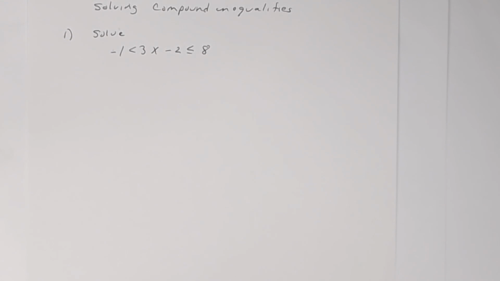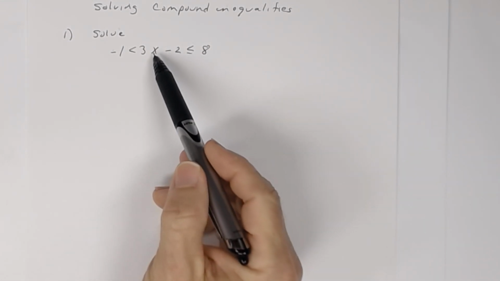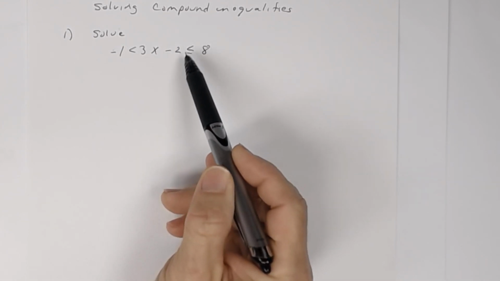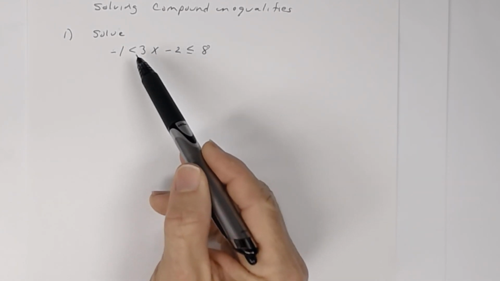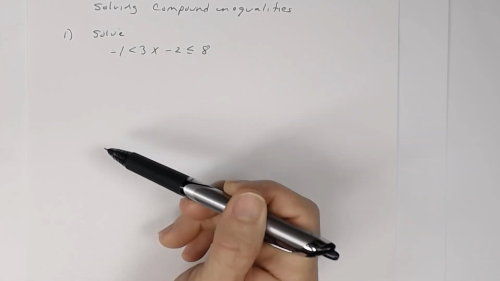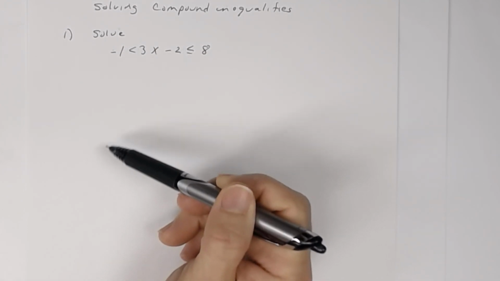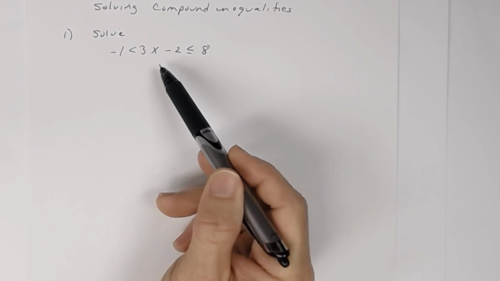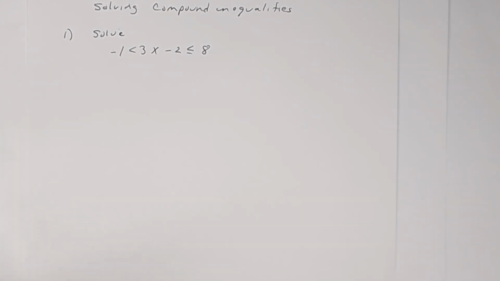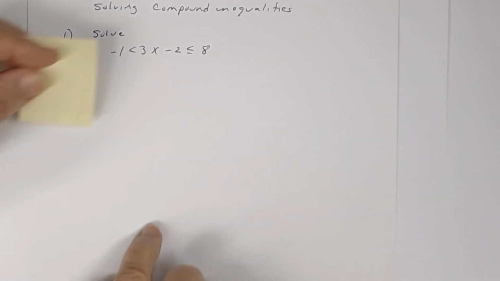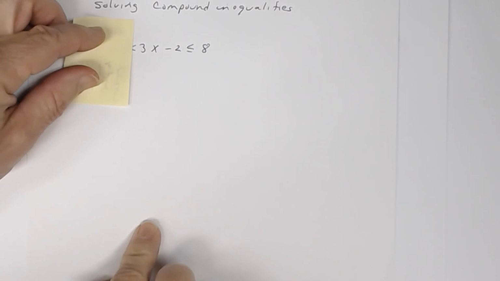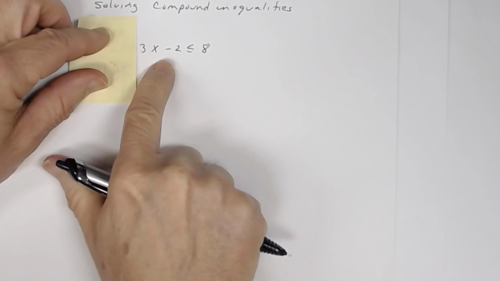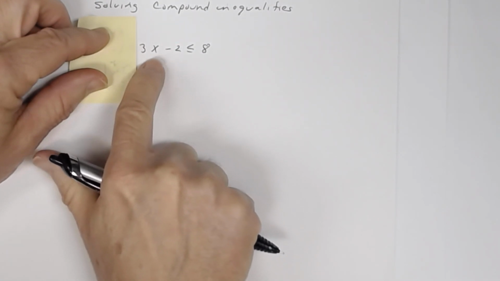Now, to solve a compound inequality, you want to find out what values of x will make this expression less than or equal to 8 and at the same time greater than negative 1. That's what you're trying to find. To solve this, you're going to isolate the variable x in the middle. The process of solving a compound inequality is the same as you would do if this was a simple inequality. So from previous lessons, how would you get x by itself?